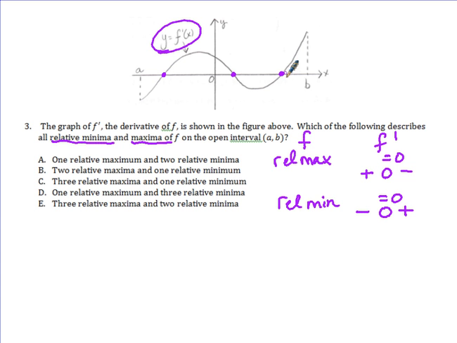So if I go to my graph of f prime, I'm looking for the zeros, and I see that there's 3 of them. At this first 0, my graph is negative and then positive. And if we remember from the chart, that means that this point is a relative minimum. At the second 0, my graph is positive and then negative, which means f has a relative maximum at that point. And finally, at the last 0, my graph is negative and then positive, which gives me another relative minimum. So I have 1 relative maximum, 2 relative minima. Answer A.